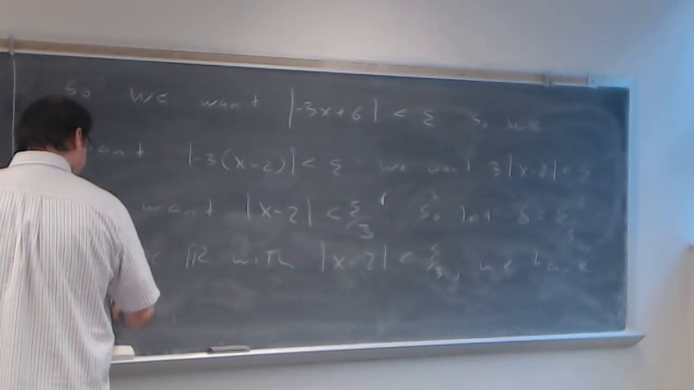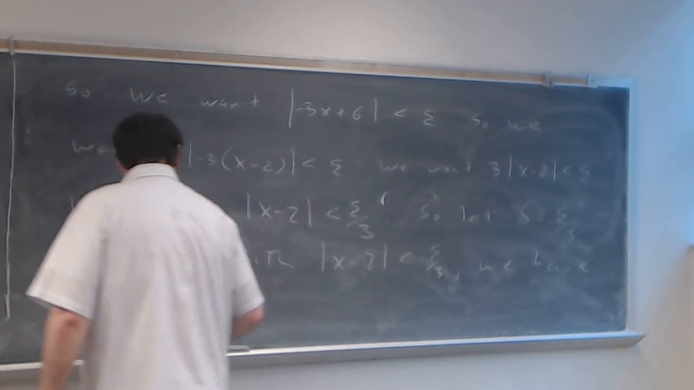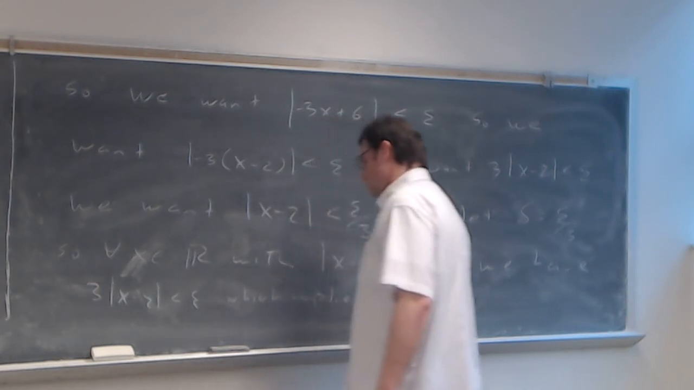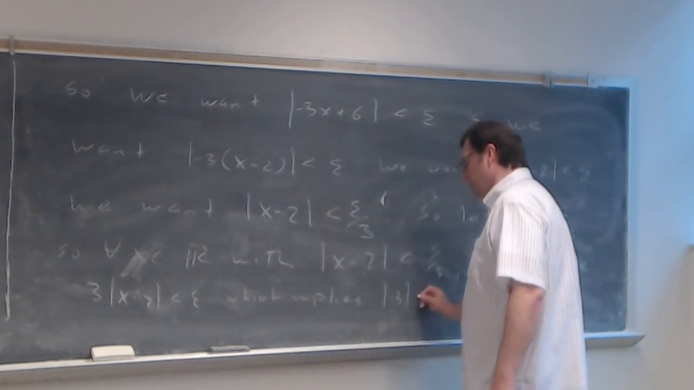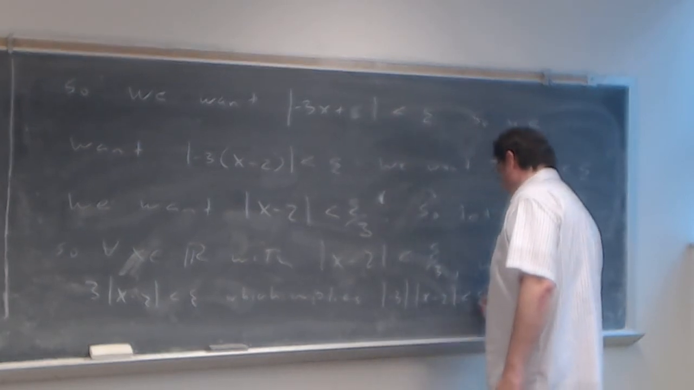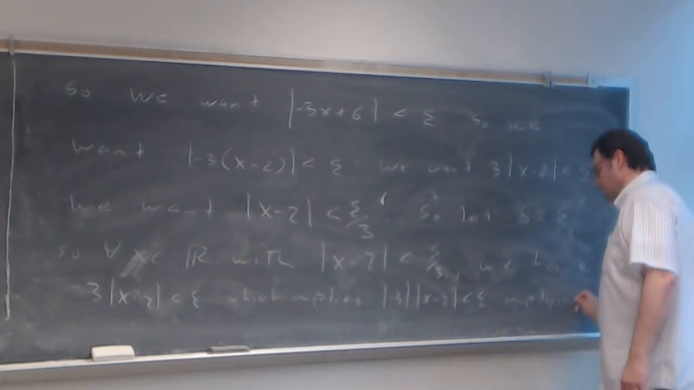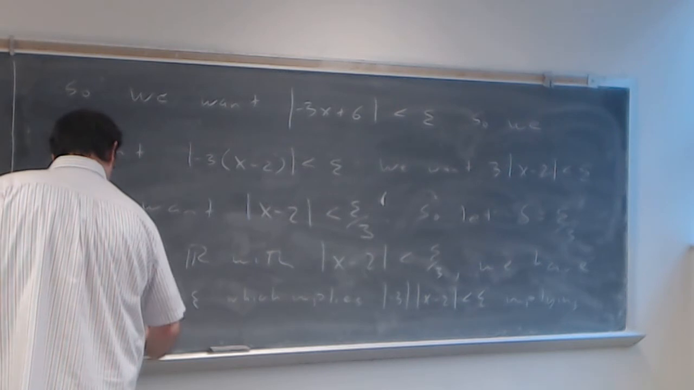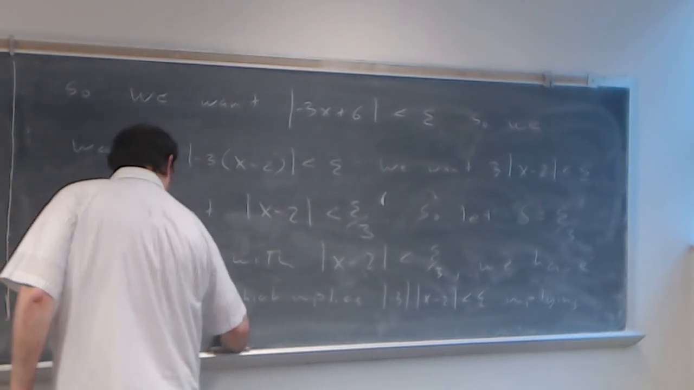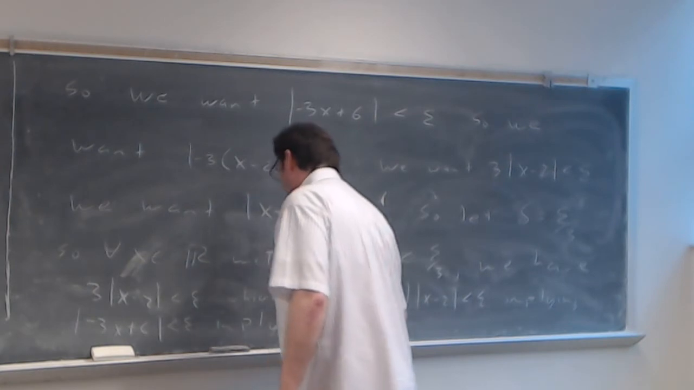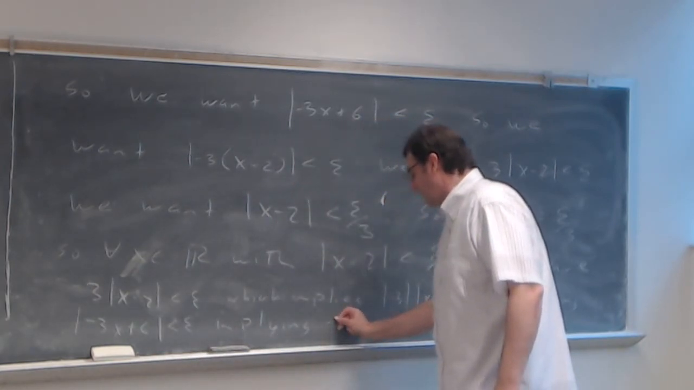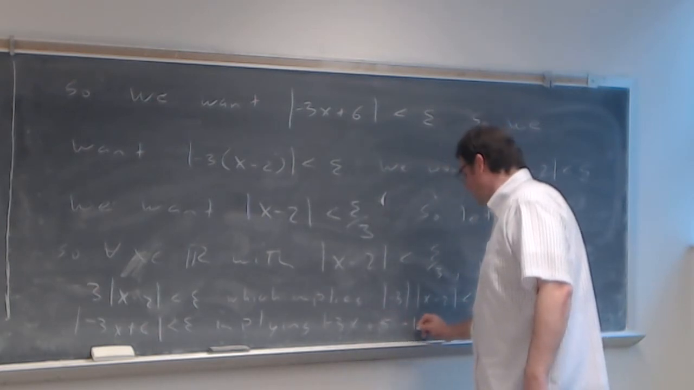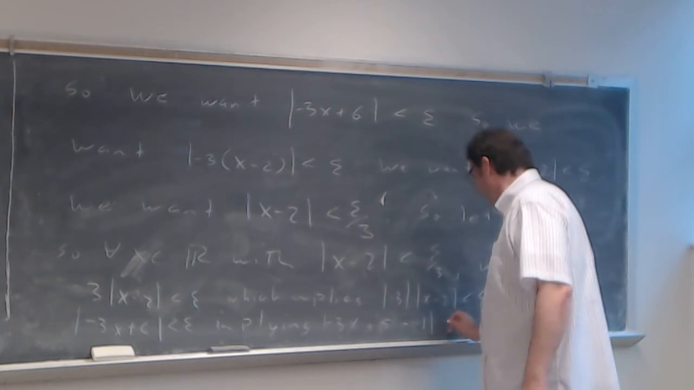2 being less than epsilon over 3, I'm just going to write down the following implications. We have 3 times the absolute value of x minus 2 is less than epsilon, which implies the absolute value of minus 3 times x minus 2 is less than epsilon, implying, if you distribute the minus 3, the absolute value of minus 3x plus 6 is less than epsilon, implying, I'm just rewriting everything in terms of f of x minus f of c, the absolute value of minus 3x plus 5, that's my f of x, minus 1, is less than epsilon.